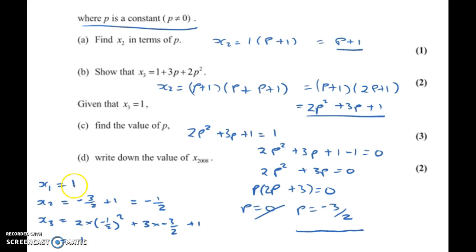Now, without me doing anything further, I'm going to make this prediction. You could do an x4 just to prove it, but it looks like the odd terms are going to be 1 and the even terms are going to be minus 1/2. So for part D, x to the 2008, which is an even term, the answer will be minus 1/2.